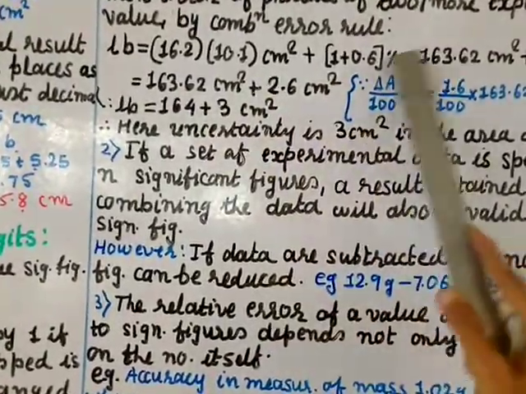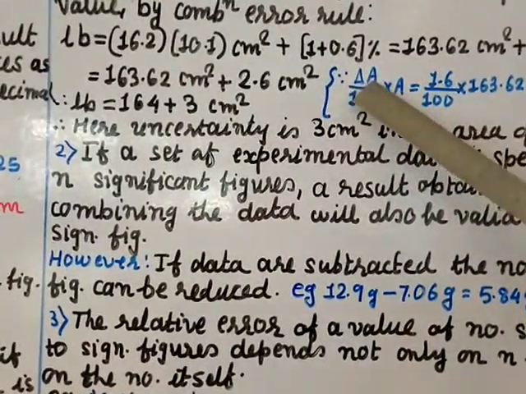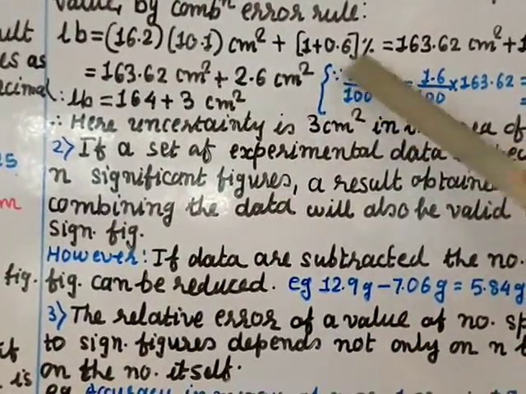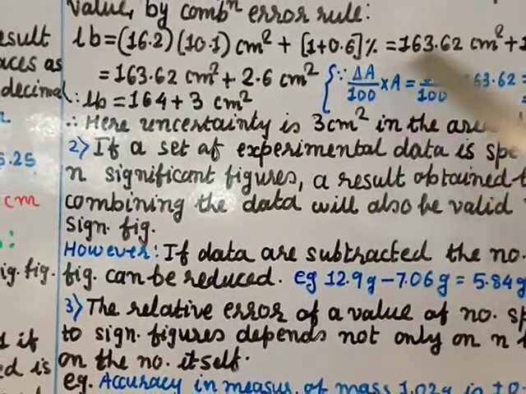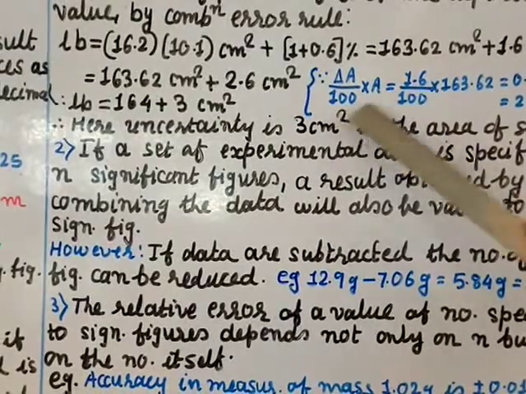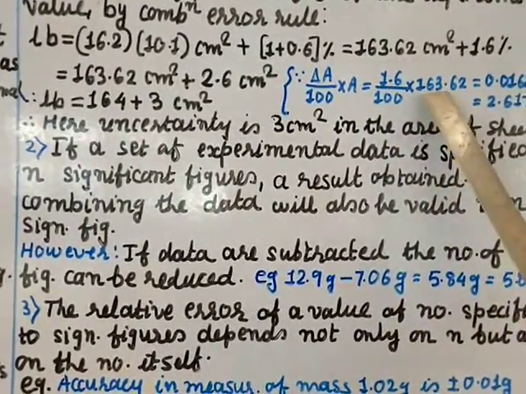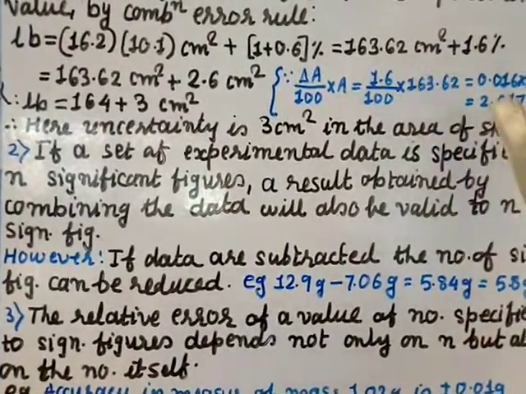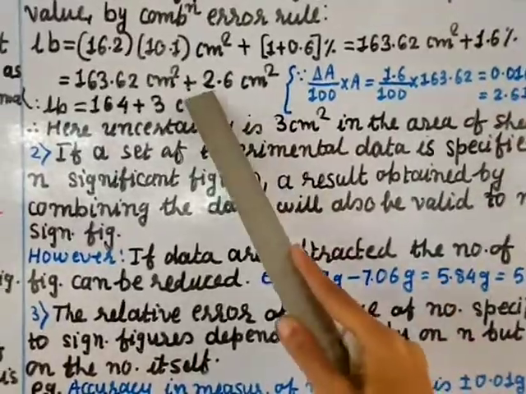How? I have calculated here delta A by 100 into A. Here delta A is the error in area, and A is the area. The error is 1.6 percent, so divide by 100 into A. What is the area? 163.62. Simplify, you get 2.617, but you have to take 2 digits, so it is 2.6.